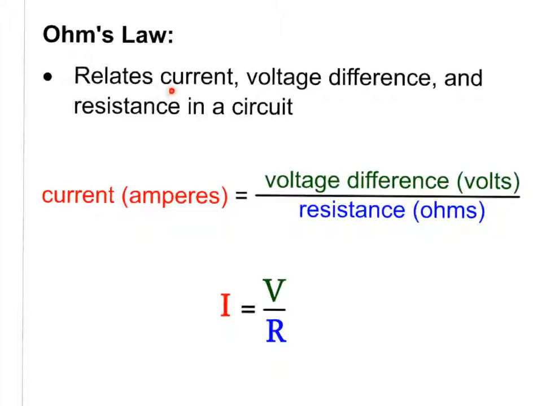Now that you know what all of these different components mean, we can put them into this lovely equation where we have current measured in amperes is equal to the voltage difference measured in volts divided by the resistance, which is measured in ohms. We can write it like this: current equals voltage divided by resistance. You can also rearrange the equation if it helps you to remember it differently. Voltage equals current times resistance, V equals IR.